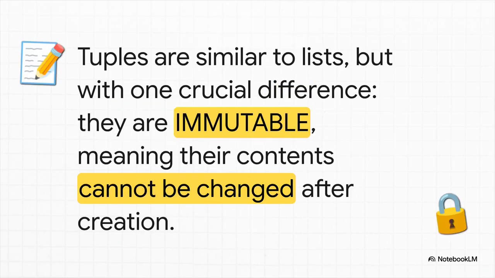Okay, first things first, a super quick refresher. Tuples, they look and feel a lot like lists, right? They're just ordered collections of items. But, and this is a huge but, they have one crucial difference. They are immutable. Seriously, burn that word into your brain. It means once you create a tuple, that's it. It's set in stone. You can't change it. And this idea is the key to everything we're about to do.